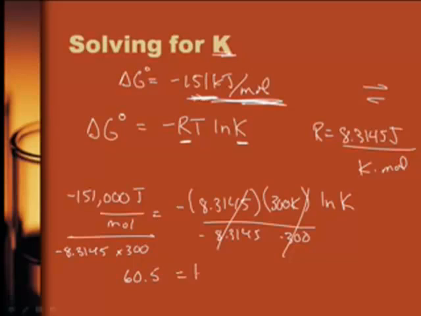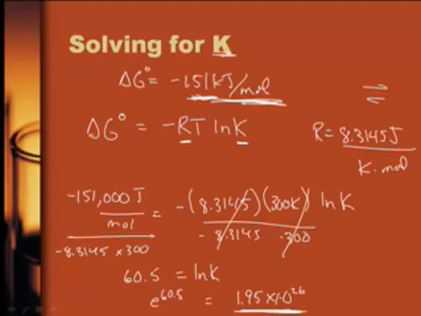So 60.5 is natural log of K, and so you have to take e to the 60.5 to get rid of the natural log. You get a big number: 1.95 times 10 to the 26th power. That's a very high number. Now, what does that mean when you have an equilibrium constant that's that large? That it's insanely spontaneous. It just goes. So if K is very bigger than 1?